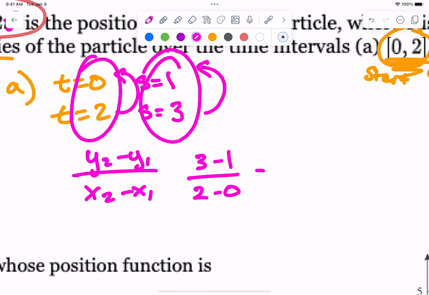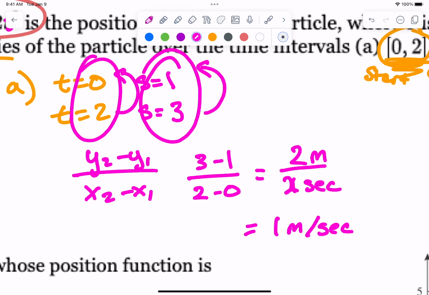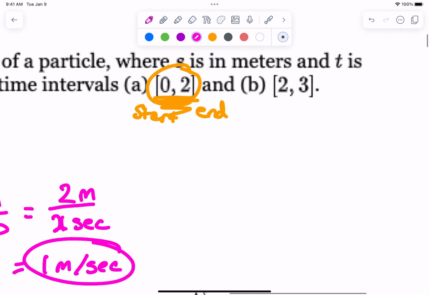2 minus 0. I am going 2, what is this, meters? 2 meters in 2 seconds. So what's my velocity? What's my average velocity? 1 meter per second, right? If I reduce that, 2 over 2 is 1 meter per second. So from 0 seconds to 2 seconds, I'm going an average velocity of 1 meter per second, okay? Now, here's my question for you.